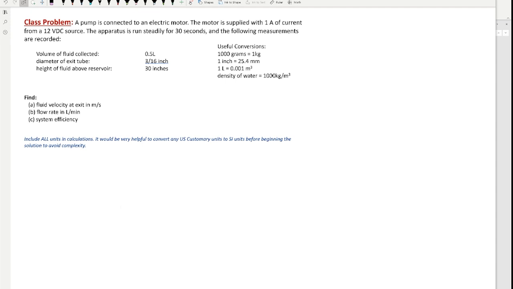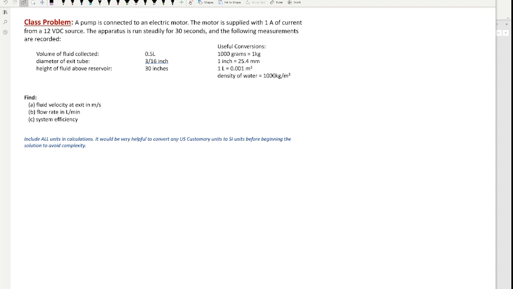efficiency. There's a hint included in the problem, and it says it's very helpful to convert all U.S. customary units into SI units before beginning the solution to avoid complexity. That's a very useful tip. All of these calculations will be done in the metric system because we're using amps and volts, which are in metric. And so we need to make sure that we have all of our distance units or all of our weight units or anything like that in the metric system.